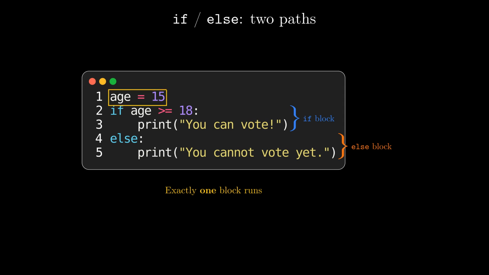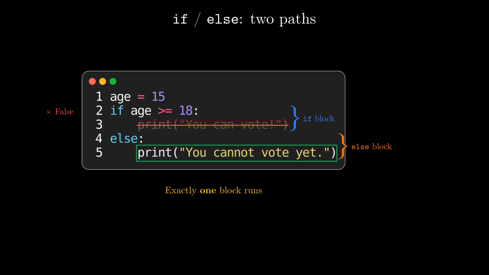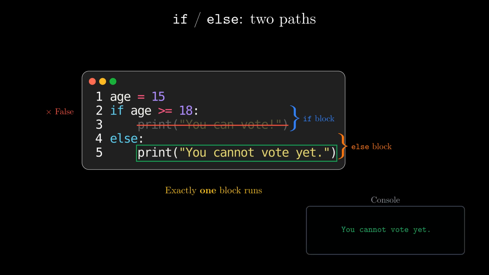In this example, age is 15. Python checks whether age is greater than or equal to 18. 15 fails that test, so the condition is false. Python skips the if block and runs the else block instead, printing "You cannot vote yet."